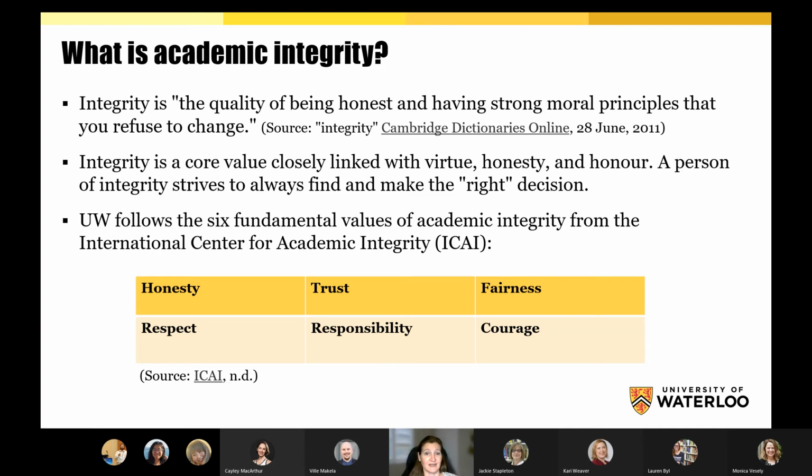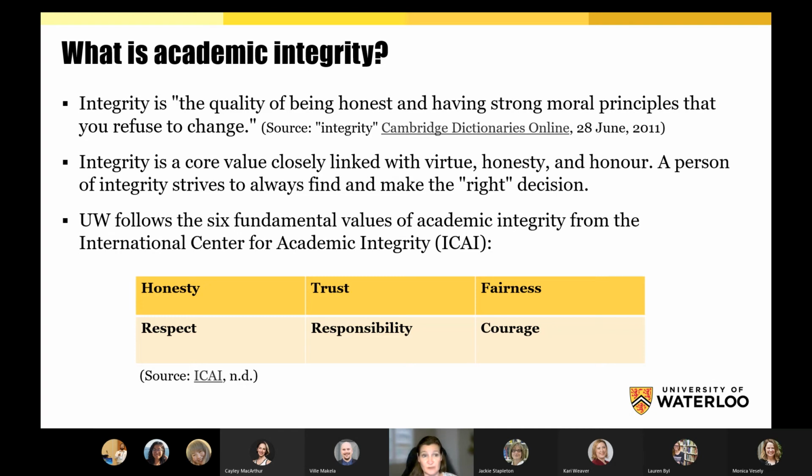And as we know, integrity is, again, a core value that we link with who we are. And we want to make sure that our students, as well as ourselves, also strive to make the right decisions with everything we're doing, not only in our academics, but also our personal lives as well.